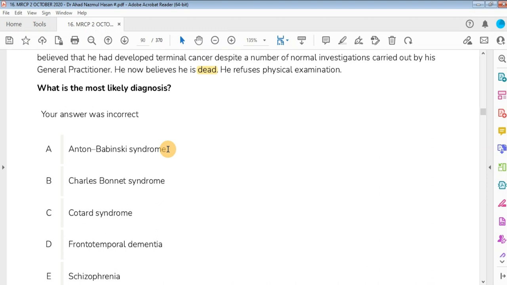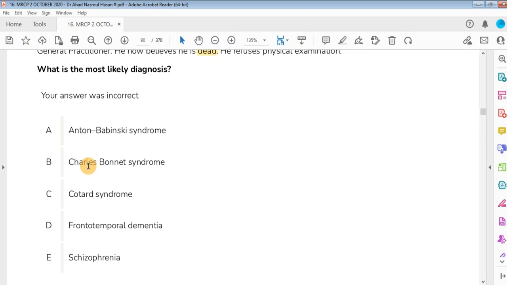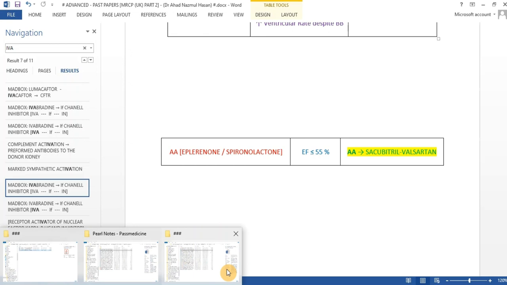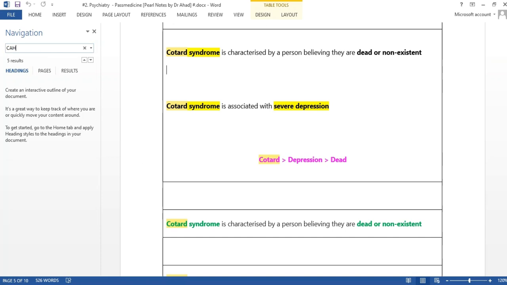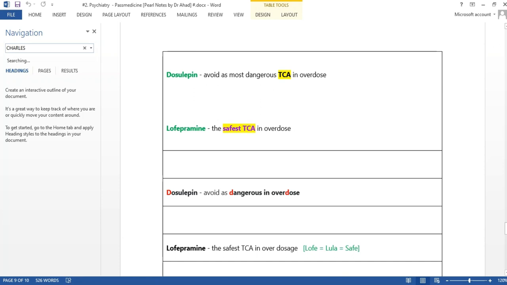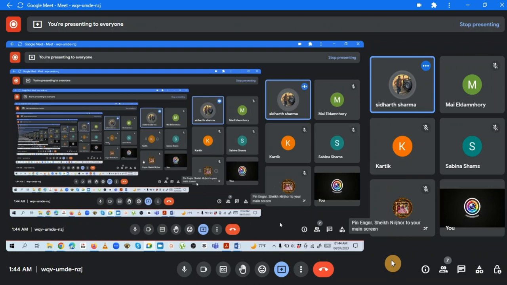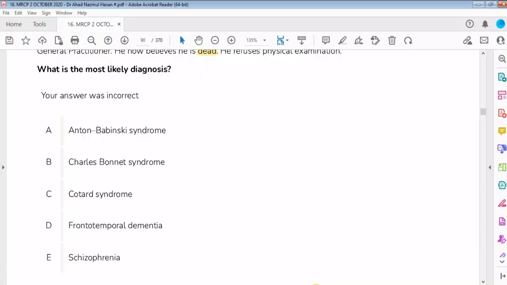Can anyone tell me the features of Charles Bonnet syndrome? Sir, patient has got some eye issue and he refuses that he cannot see. Visual hallucination, but no psychosis, you know? Yes, no psychosis. Yes, he is aware that he has a problem, sir, but then he doesn't want to accept that he is blind. He cannot see with his eye. Yes, very good.